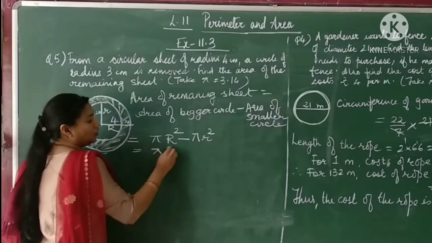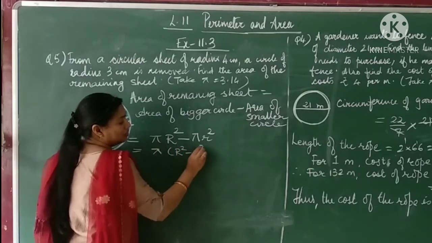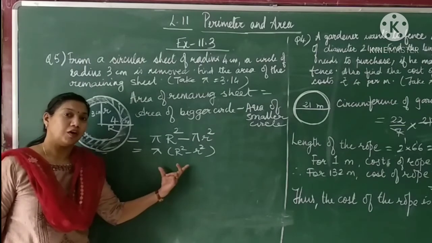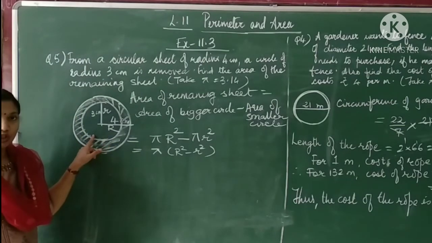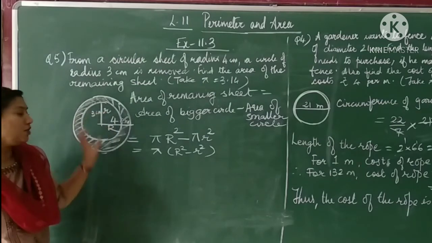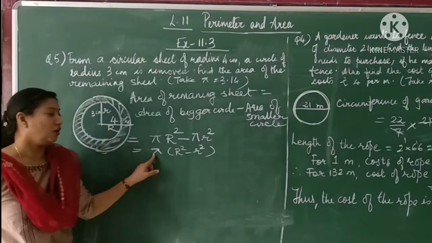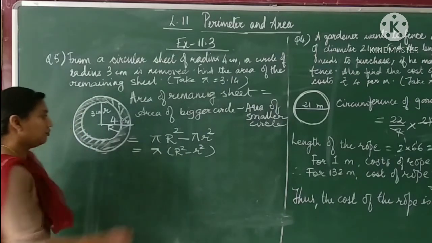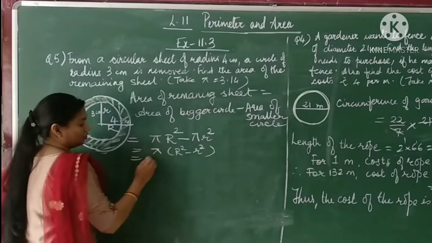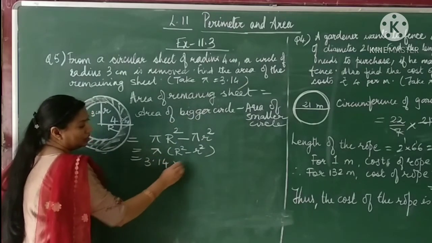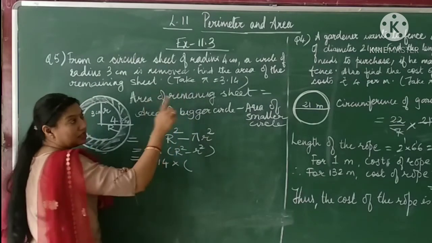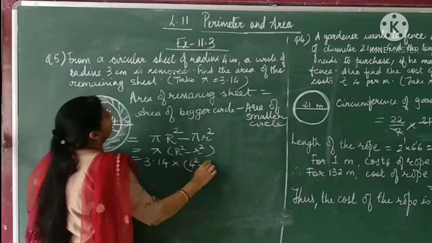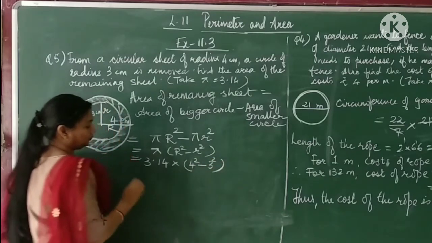Now if I take pi common, remaining is R square minus r square. I am doing this so that you can remember this formula whenever such a type of question comes. Whenever your question has a hollow part, you can directly use this formula: pi common, R square minus r square, or r1 square minus r2 square. Now we take the pi value 3.14, put 3.14 multiplied by capital R, the bigger radius, 4 square minus small r, 3 square.